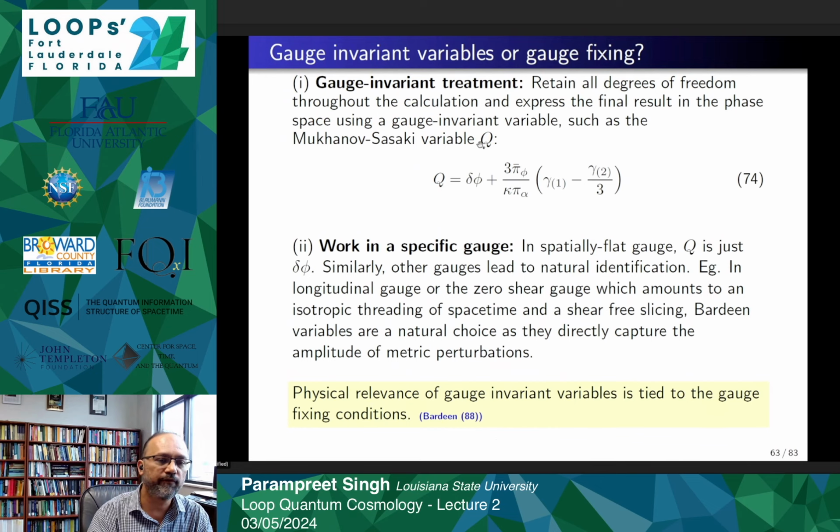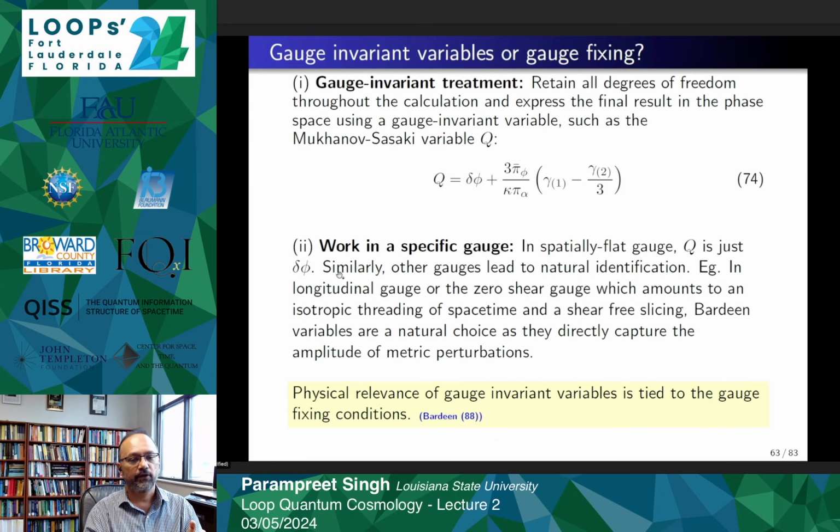You can make a choice always in the perturbation theory, whether you want to work with the gauge invariant treatment, which means that you retain all degrees of freedom throughout the calculation and express the final result in the phase space using gauge invariant variables, such as a Mukhanov-Sasaki variable, which is generally written in terms of the fluctuation of the field plus all these components and so on. So either you do the gauge invariant treatment or you work in a specific gauge. For example, Langlois, in the middle of his paper, switches to a spatially flat gauge in which Q, which is this Mukhanov-Sasaki variable, is delta phi.